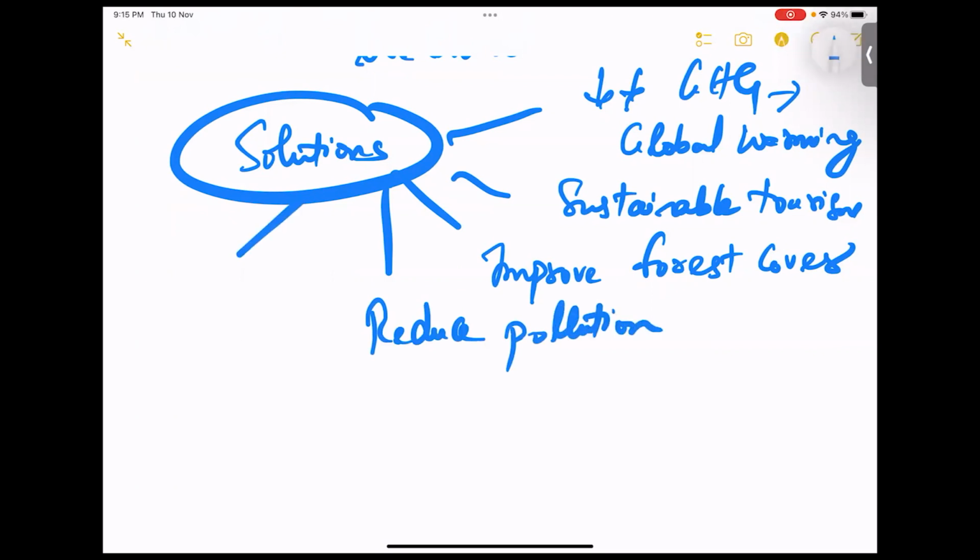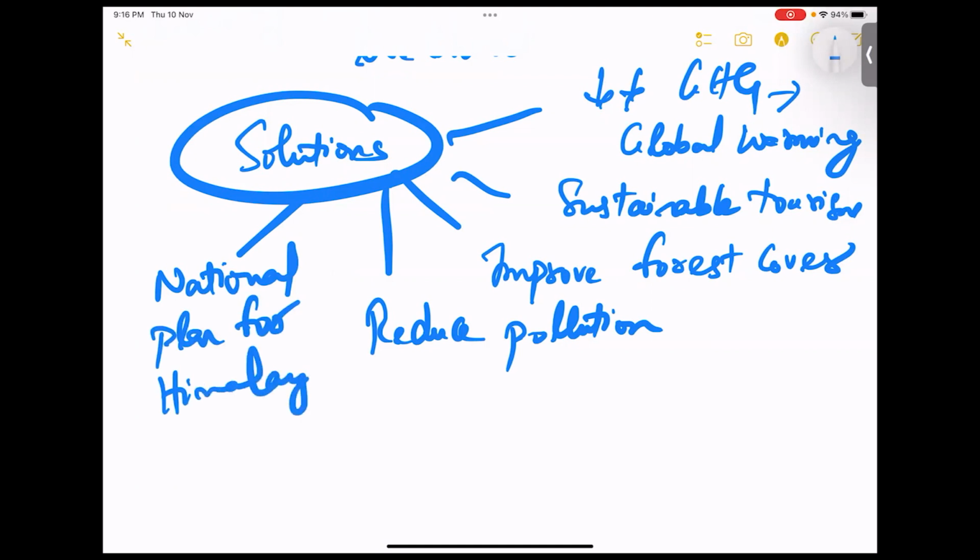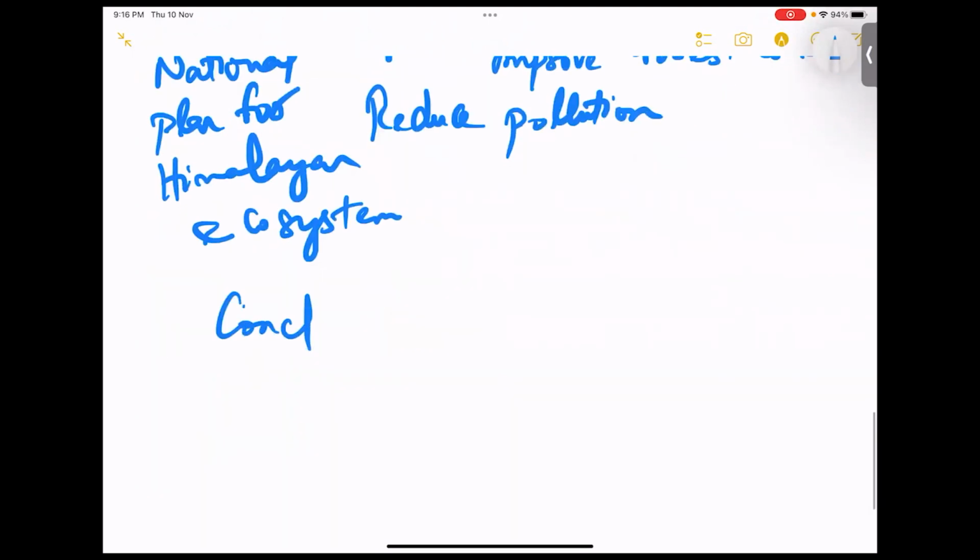Okay, and act on the national plan for the Himalayan ecosystem. So on. Okay, and the conclusion says what we can write in the conclusion.